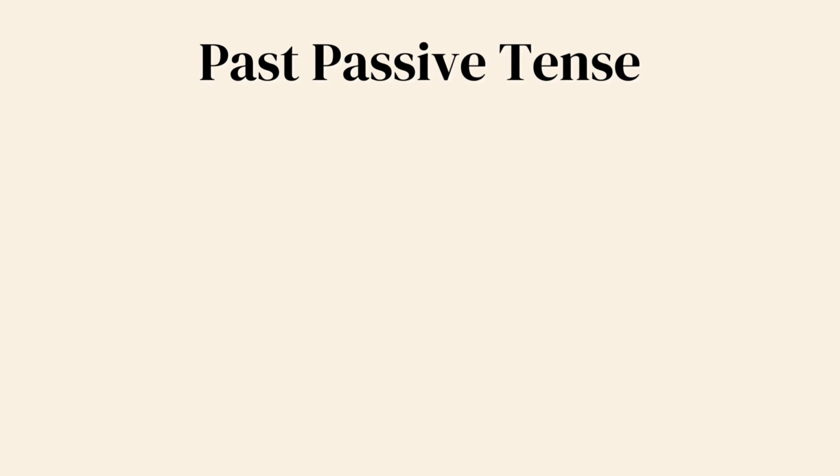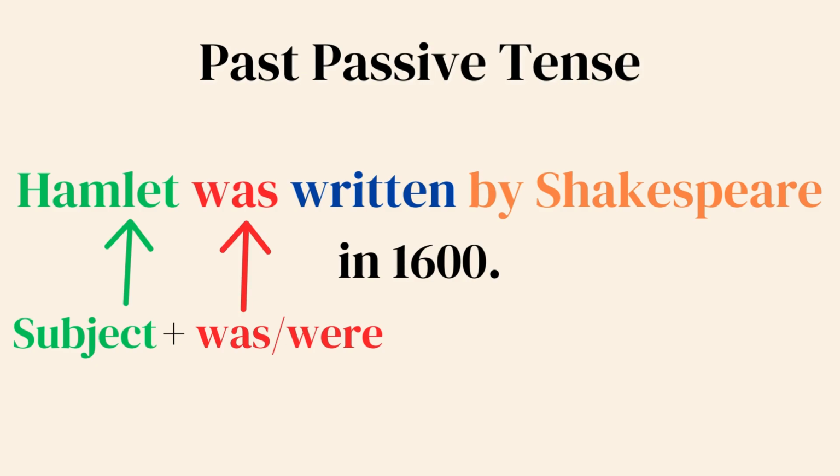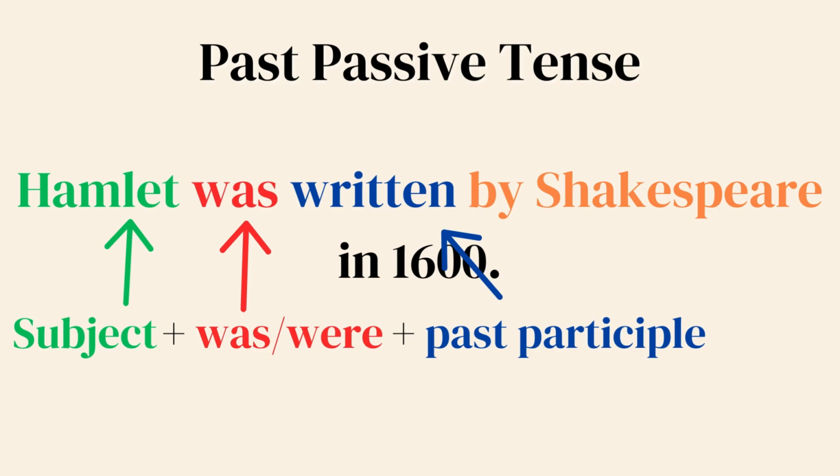Let's look at our first example of the passive past tense. Hamlet was written by Shakespeare in 1600. We have the subject, Hamlet, plus was or were, depending on the subject. Then the past participle, here it's written, which is the past participle of wrote. Remember, we don't have to include the by Shakespeare part. The sentence will still make sense if we say Hamlet was written in 1600.